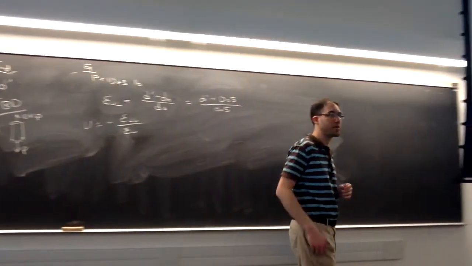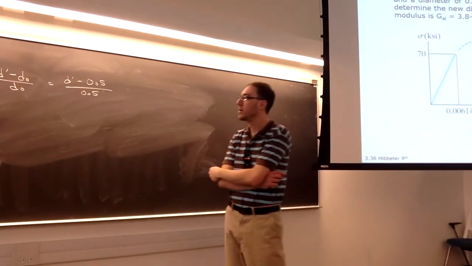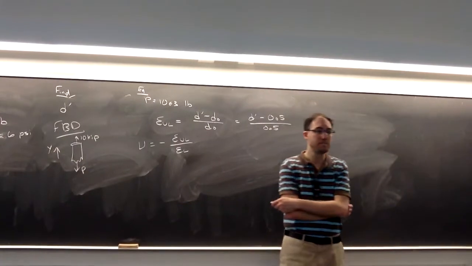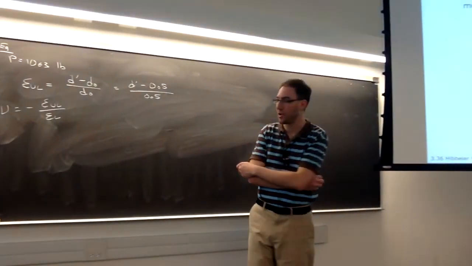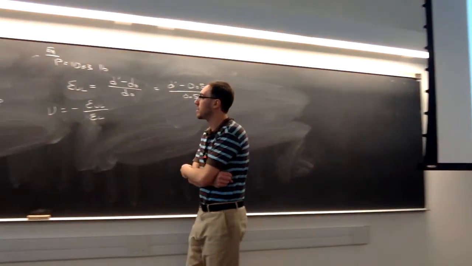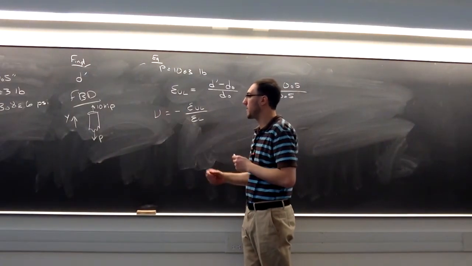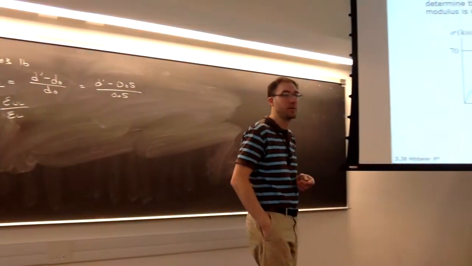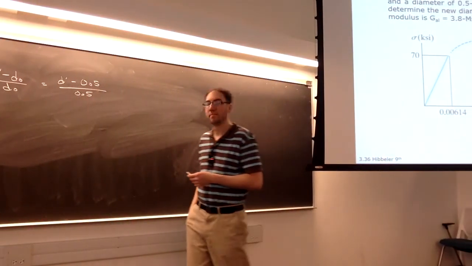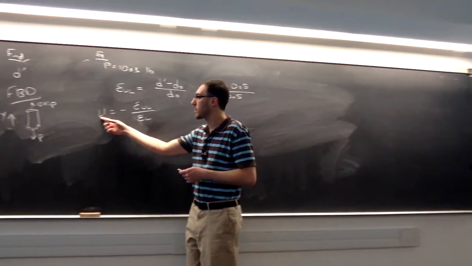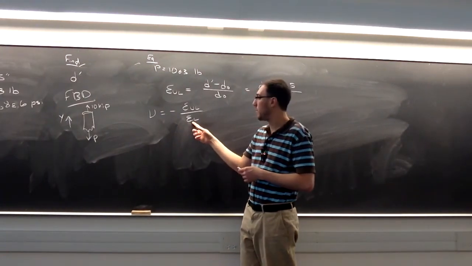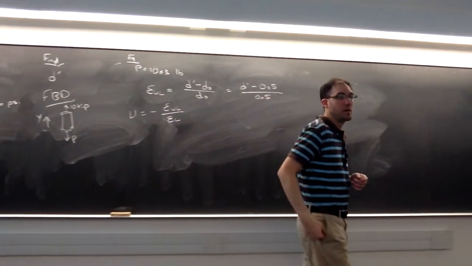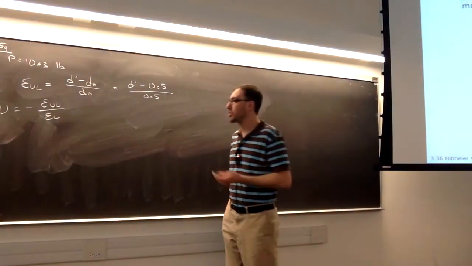The strain in the unloaded direction appears in the Poisson ratio, negative epsilon UL over epsilon L. Do we know the Poisson ratio right now? Or are we given the Poisson ratio? We don't know this yet. We don't know at the moment what this is, but if we find this information, then we can go up here. Right, so we need to find the Poisson ratio.